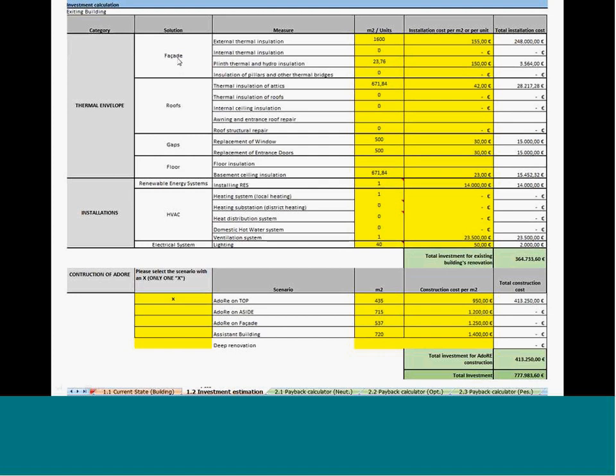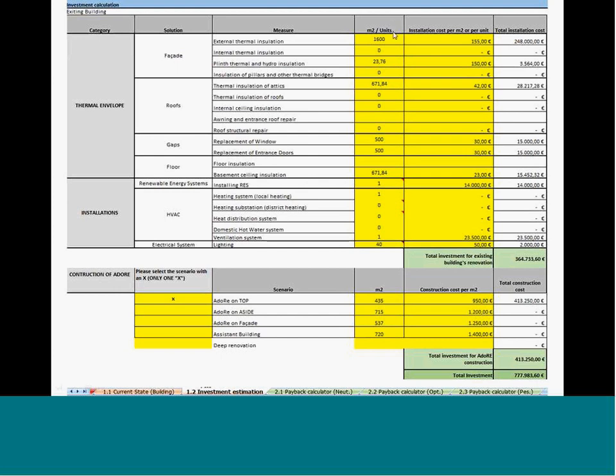For the thermal envelope, on the façade, the measures that they take are external thermal insulation, internal thermal insulation, and so on. On the roofs, there are also some renovation measures, like the insulation of the attics, internal ceiling insulation, as we can see, replacement of windows or doors, floor insulation, basement ceiling insulation, renewable energy systems, some changes in the HVAC, in the heating system or heating distribution systems, in the ventilation systems, etc.